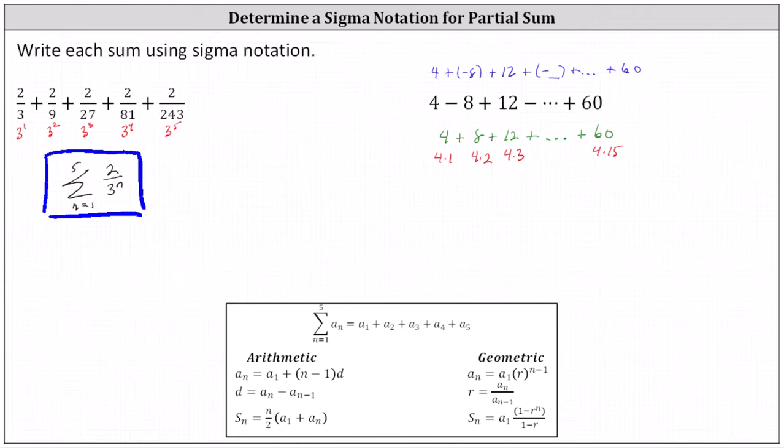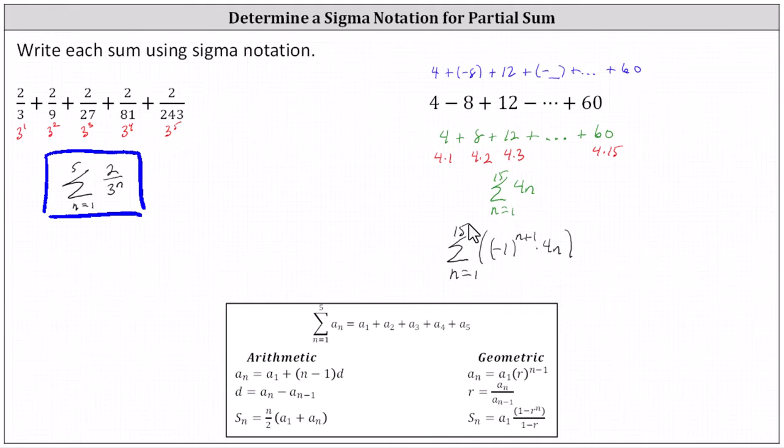Sigma notation for the green sum would be the sum of just 4n from n equals 1 to 15. But again, this is not the given sum. We have a sum where the terms alternate sign. And therefore we can adjust this formula by including a factor of negative 1 to the power of n plus 1. So the given sum would be the sum of negative 1 to the power of, not n, but n plus 1, times 4n from n equals 1 to 15.